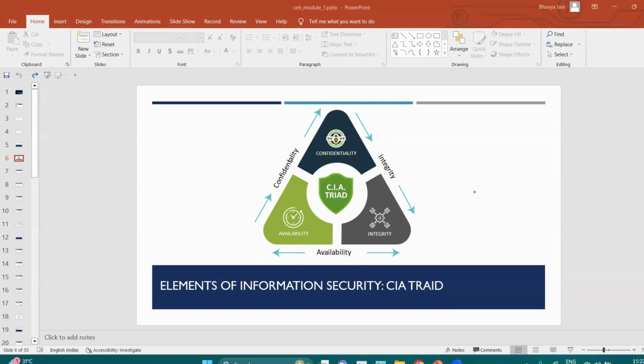So these are the basic pillars of cybersecurity: confidentiality, integrity, and availability. If someone asks what the basic idea about security is, or what basic mechanism we can apply in the company, it is confidentiality, integrity, and availability. These are the main pillars of cybersecurity, which are known as the CIA triad.